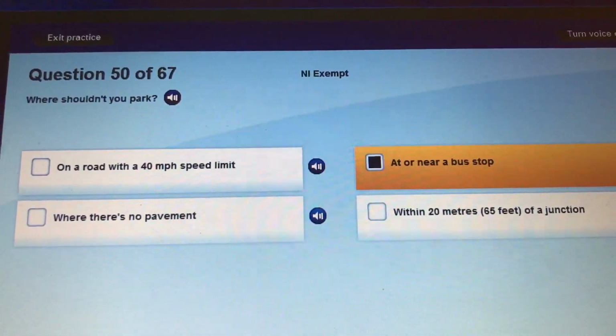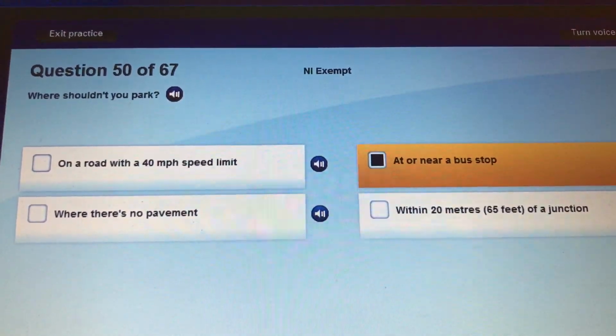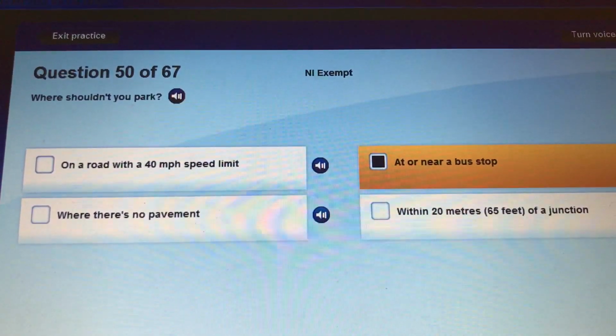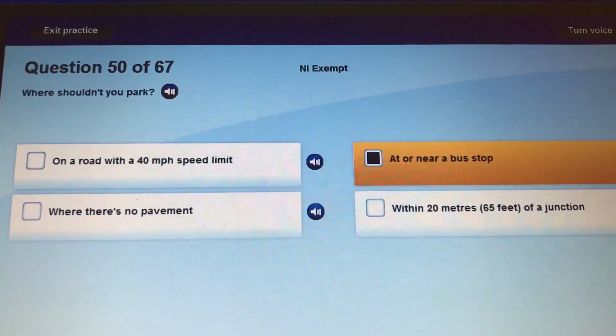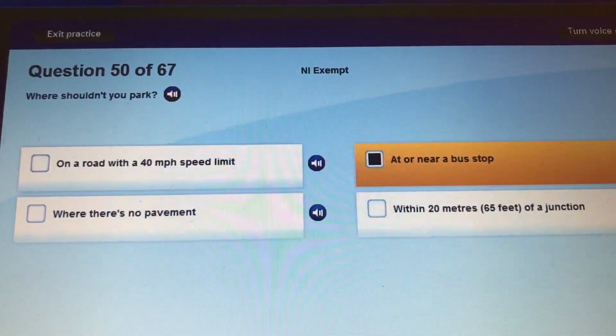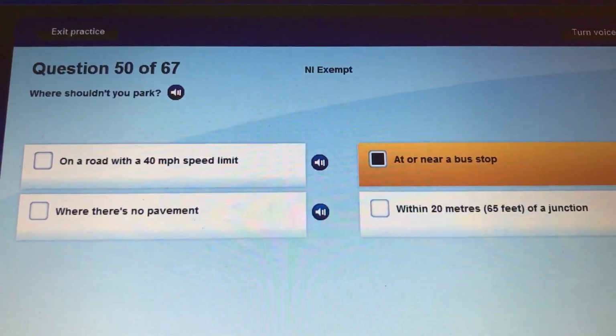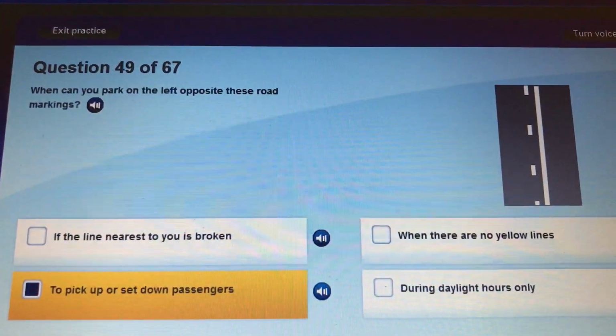Where shouldn't you park? At or near a bus stop. Do not block the bus stop. Do not park near the bus stop or do not park at a bus stop.